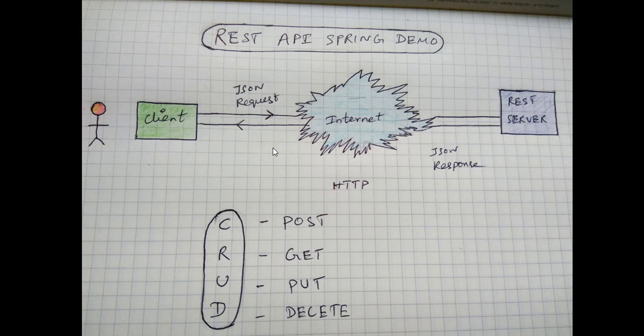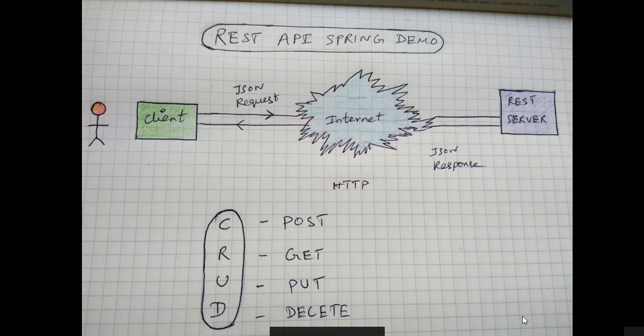It uses the basic HTTP protocol and also verbs like post, get, put, and delete. For example, if you want to create an employee, you can use post. If you want to retrieve an employee, you can use the get HTTP verb. If you want to update an employee, you can use put. If you want to delete an employee, you can use the existing HTTP verb, which is delete. So this is the basic architecture in REST.